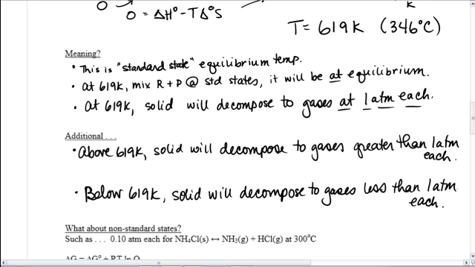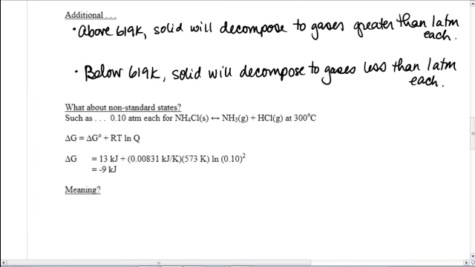So it'll actually go further. Only at 619 Kelvin will it decompose to exactly 1 atmosphere. Before that, at 25 or 300 degrees, it would decompose, but it wouldn't quite get to 1 atmosphere. At 619 Kelvin, it gets to 1 atmosphere. Above 619 Kelvin, it's now more than 1 atmosphere. Okay? All right, next thing.